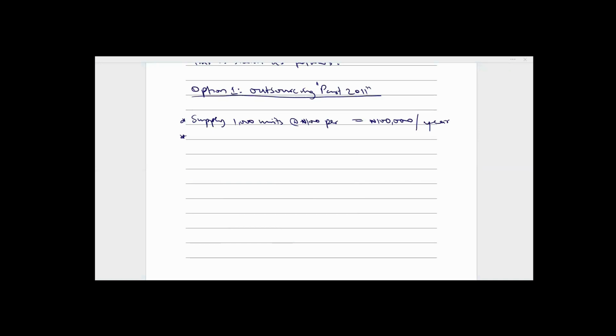The following additional information is available. So you are now told that part 2011 is made on a machine used exclusively for the production of part 2011. The machine was acquired on 1st January last year at a cost of 120,000 naira. The machine has a useful life of 6 years and zero terminal disposal price. Depreciation is calculated on a straight line basis.